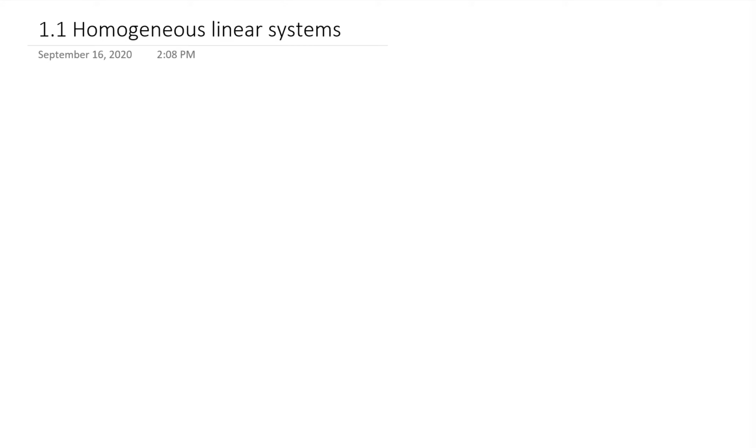Now we're going to look at a special type of linear systems called homogeneous linear systems. Those are systems where the constant part in each equation is 0. So I'll use previous linear systems that I had, and I'm just going to change the constant part to 0.